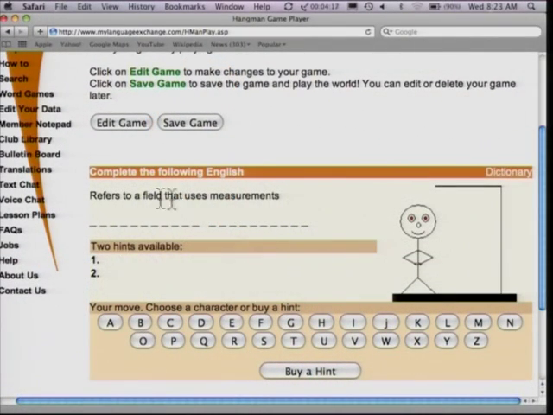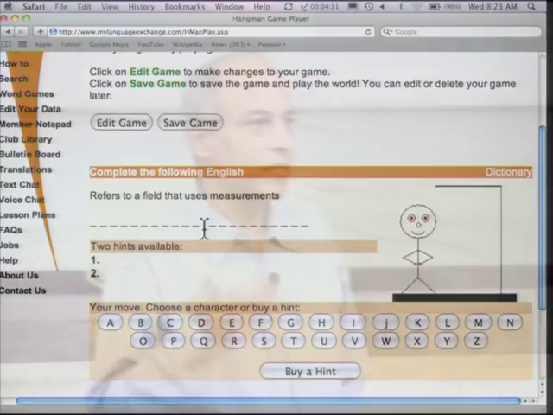Guess the phrase. Okay, so the hint that you are supposed to use is given here. It refers to a field that uses measurements. You have quite a few letters here. As the number of letters becomes larger, is it easier to guess or difficult to guess? It's easier to guess. Okay, are you with me?